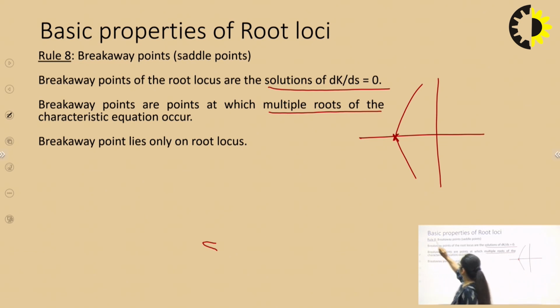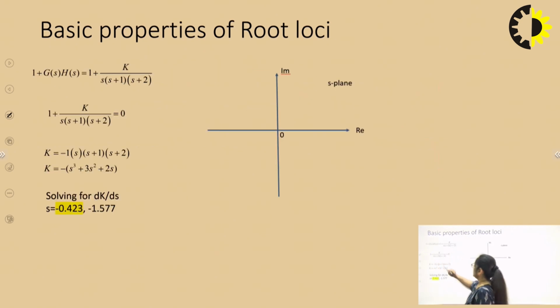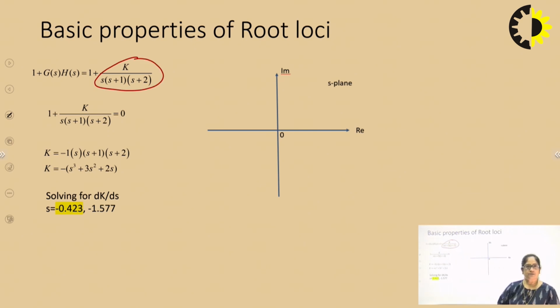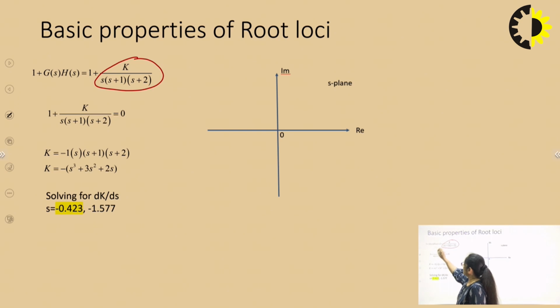So they are also known as the saddle points, and they are solutions of the expression dk by ds equal to 0. Let's see one example here. Now, if we have an expression, the open loop transfer function as k upon s plus 1 into s plus 2 into s. So, what is the characteristic equation?